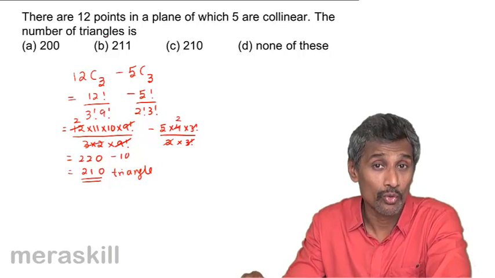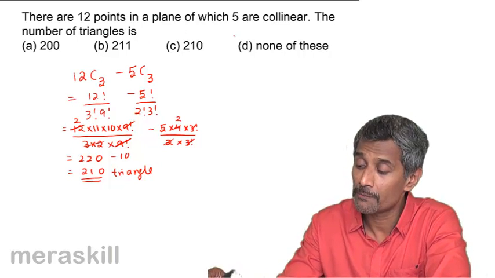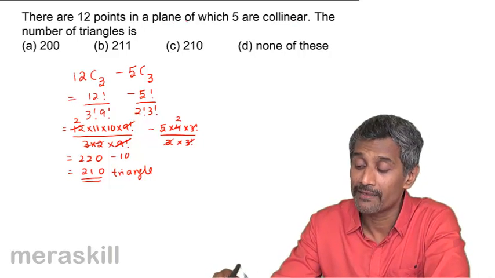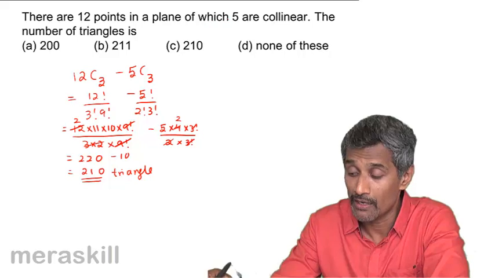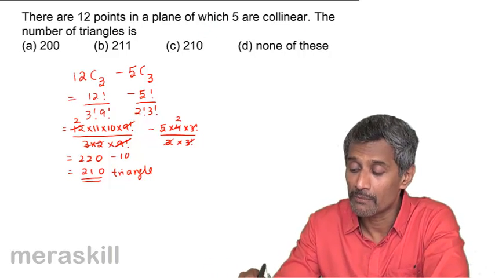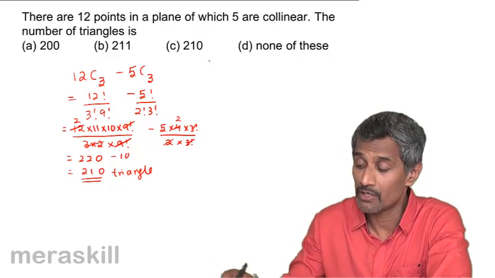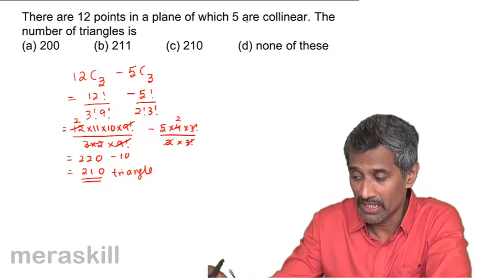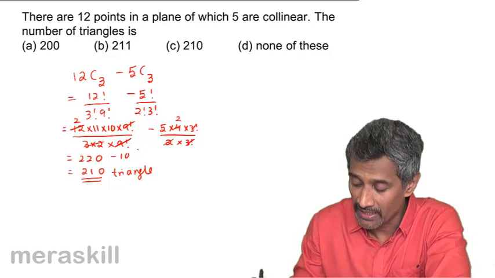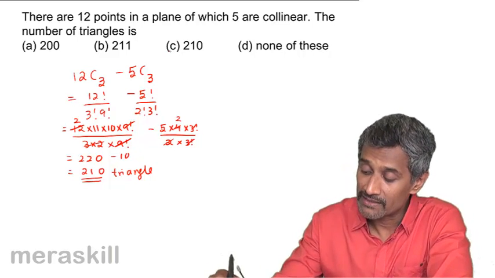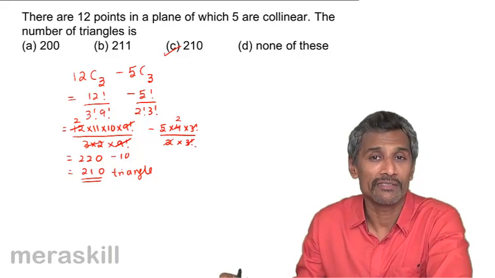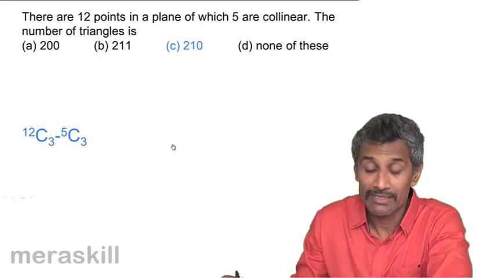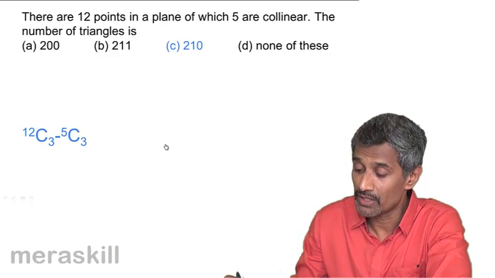Just as a reminder, if it had been told that there are 12 points in a plane, none of 2 are collinear, then the number of triangles would just be 220. But out of these, 5 are collinear, so those 10 combinations of 3 will not form triangles, hence they have to be deleted. So the number of triangles formed is 210. And yes, we have 12c3 minus 5c3, which is 210.